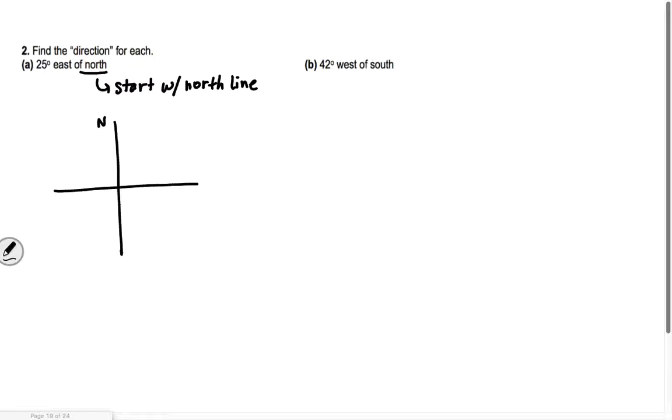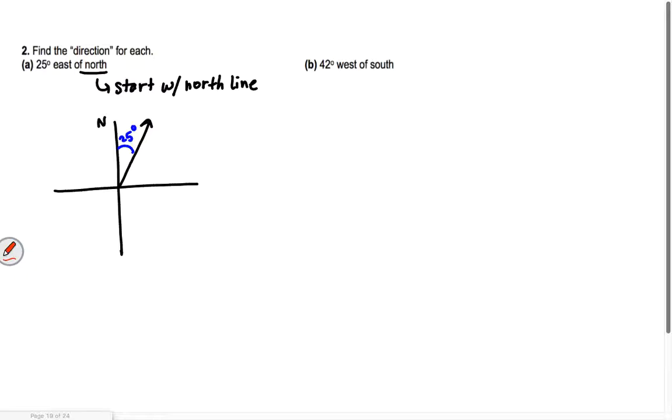Do you guys know your west versus your east? It spells out "we." That's what I always had to remember when I was in school. We. Okay. Not "ew." We. All right. So how do we go 25 degrees east? Do I go to the right or the left? To the right. So I start with my north line and I go 25 degrees east of north.